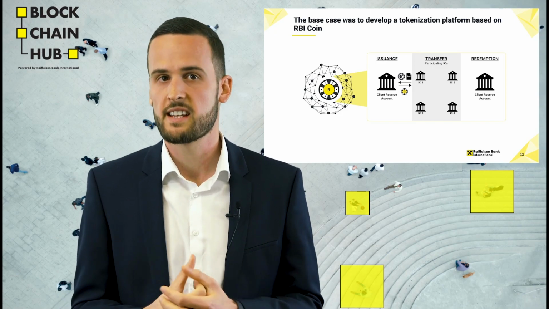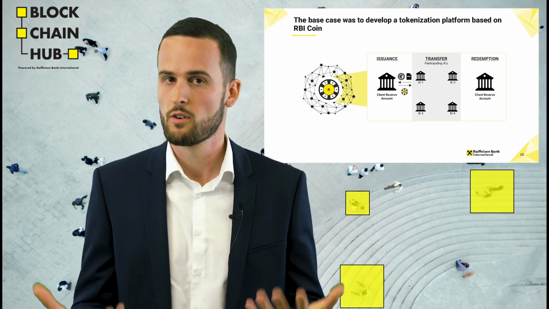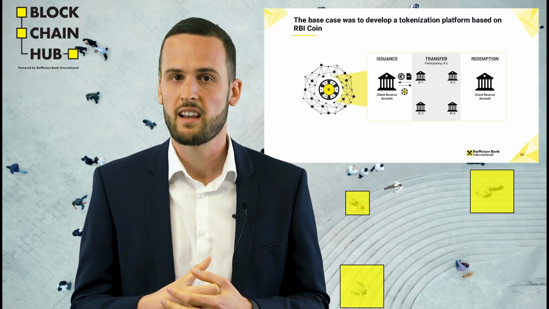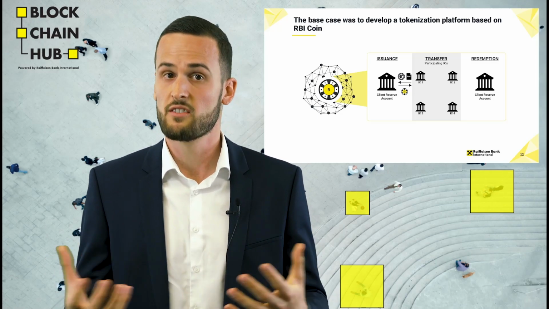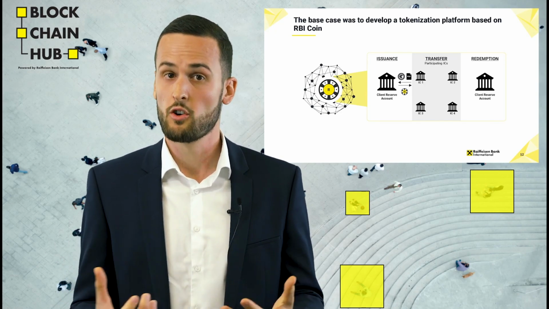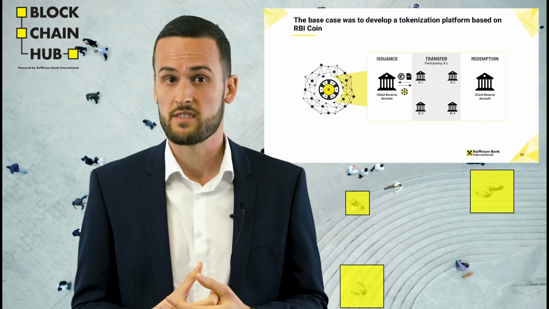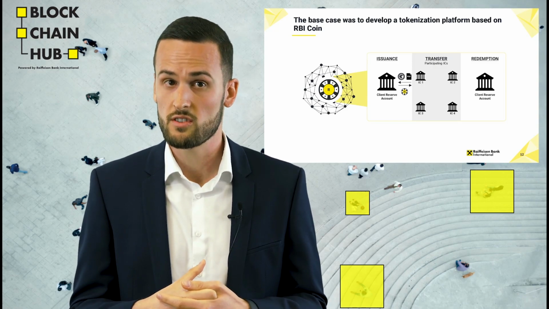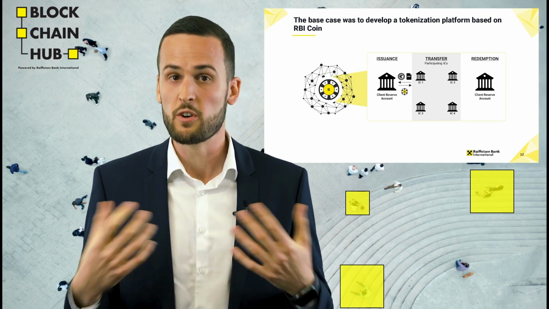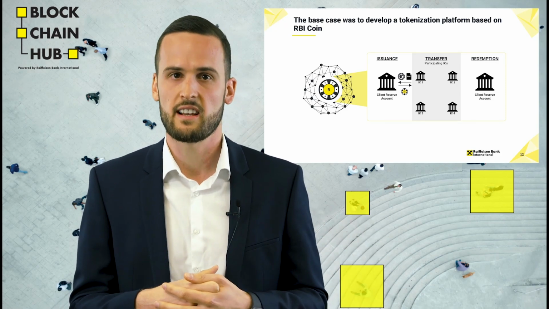So as a practical example, let's imagine the client would like to obtain 100,000 RBI coins. So in the first step, the client would send a deposit of 100,000 euros to a client reserve account at RBI. The minting node would then identify the incoming transaction in the amount of 100,000 euros and would create 100,000 RBI coins, which would be transferred then to this client.